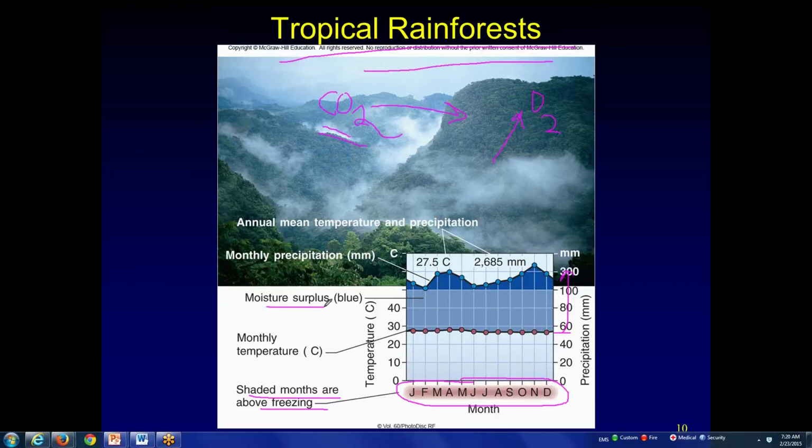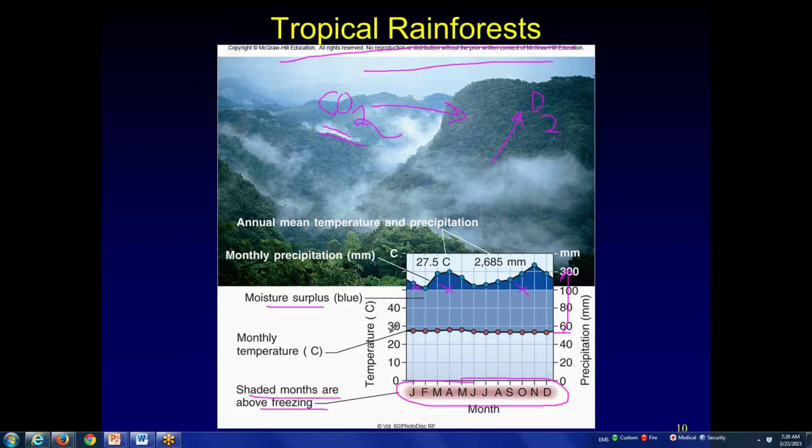You can see there's a moisture surplus year-round. There's always a surplus in moisture. So we always have more moisture falling on the land than the land can even absorb and take in. So we have a lot of runoff and rivers, things like that, like the Amazon.